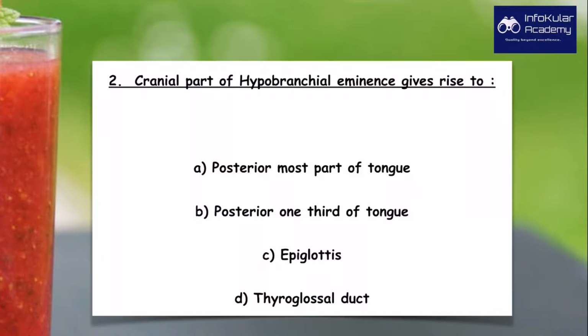Hypobranchial eminence is divided into a cranial part which gives rise to posterior 1/3 of tongue, whereas the caudal part gives rise to posterior most part of the tongue. For further details, you can go ahead and click the link mentioned below.